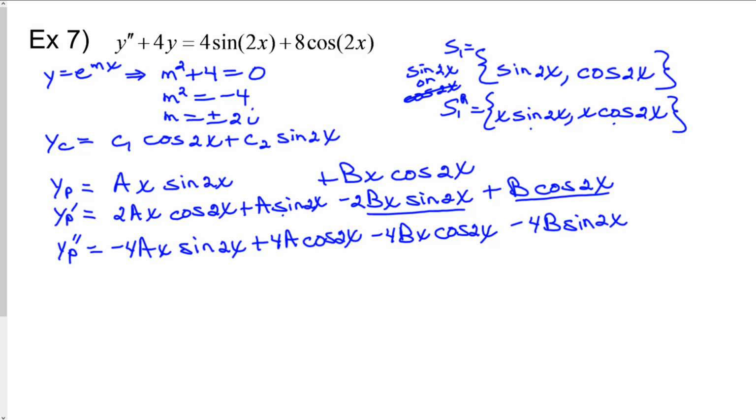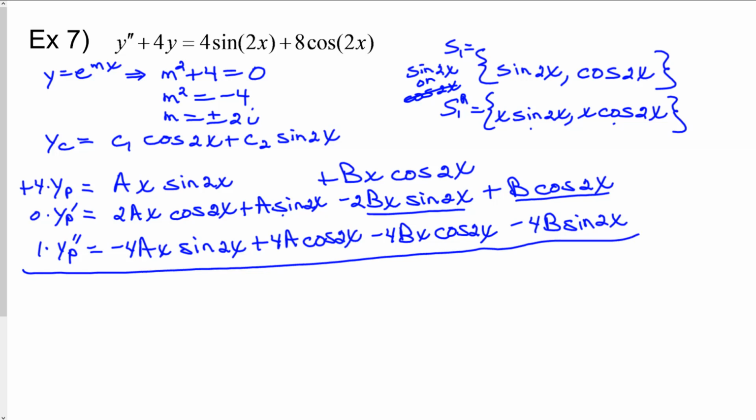Okay? All right, now fortunately for us, the differential equation says 1 of the second derivative, 0 of the first derivative, plus 4 of the original function adds up to give us the right-hand side expression for sine 2x plus 8 cosine 2x. So we expect some of these terms to zero out. And since this whole product is going to be 0, I'm just going to draw a line through it to get it out of my way so I won't get confused.